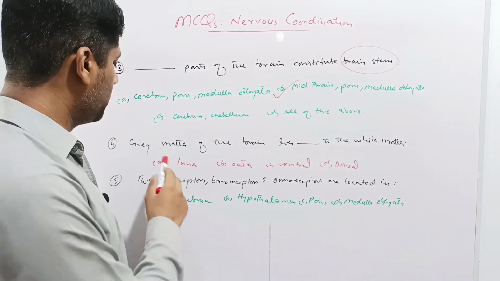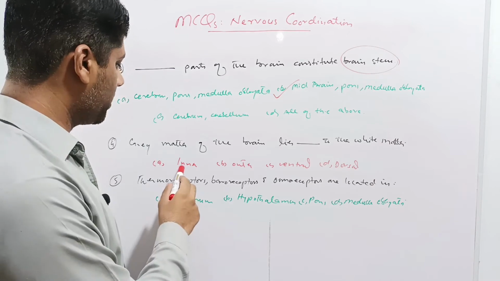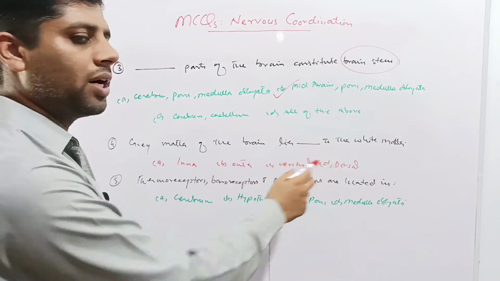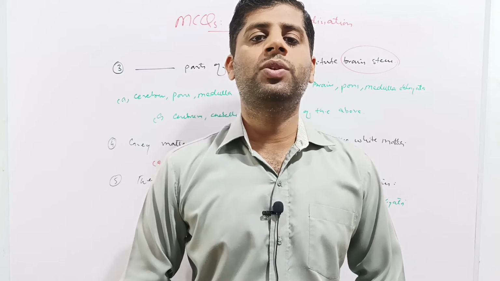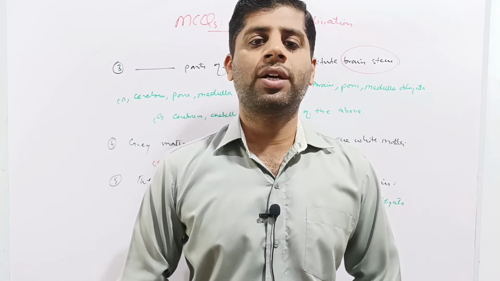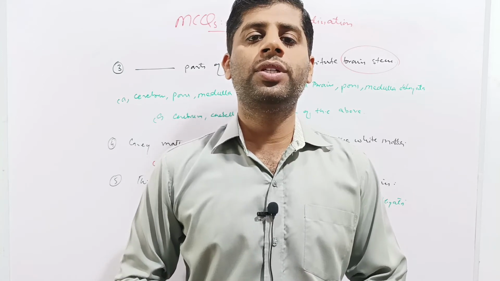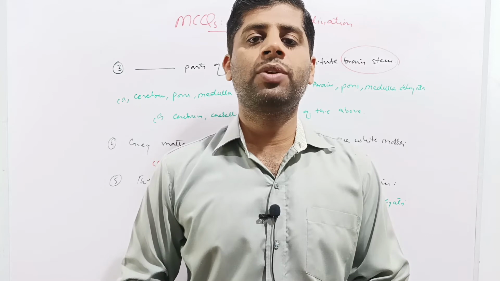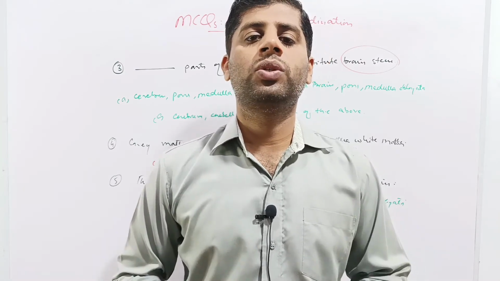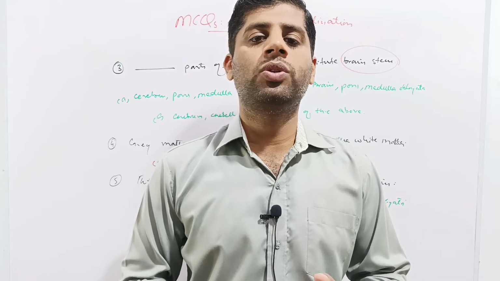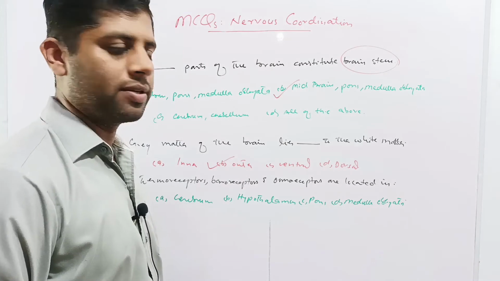Next question is, grey matter of the brain lies dash to the white matter. Given options are inner, outer, ventral or dorsal. Again, it's a technical question that the grey matter and white matter are the 2 portions present in the brain as well as the spinal cord. In case of the brain, the grey matter is present outside the white matter, while the order reverses in the spinal cord. In case of the spinal cord, the white matter is present outside the grey matter. But here the brain is asked, so the grey matter always lies outer to the white matter. Option B is correct, that the grey matter lies outer to the white matter in the brain.